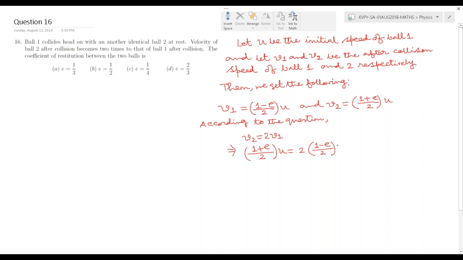This implies 1 plus e is equal to 2 times (1 minus e), since u cannot be equal to 0, because there must be an initial velocity of ball 1, otherwise the question is of no meaning. From here you get 1 plus e is equal to 2 minus 2e, and eventually we get e is equal to 1/3. And we get the correct option as A.